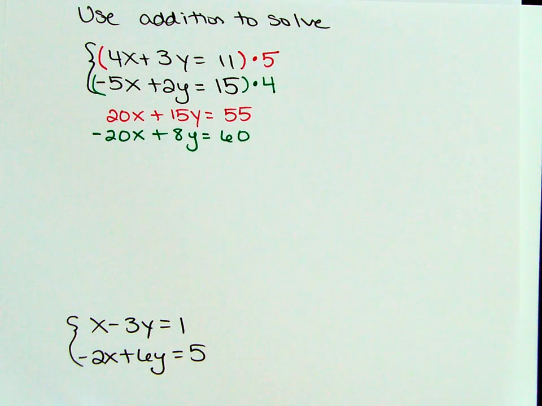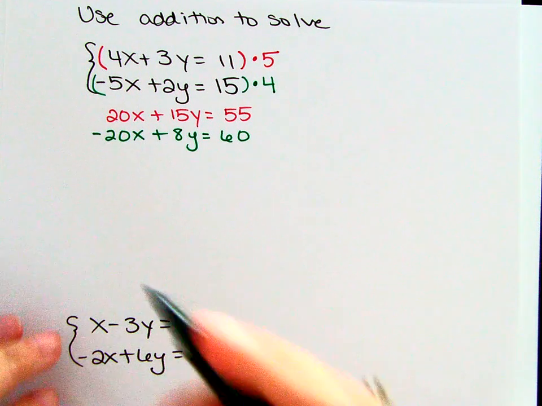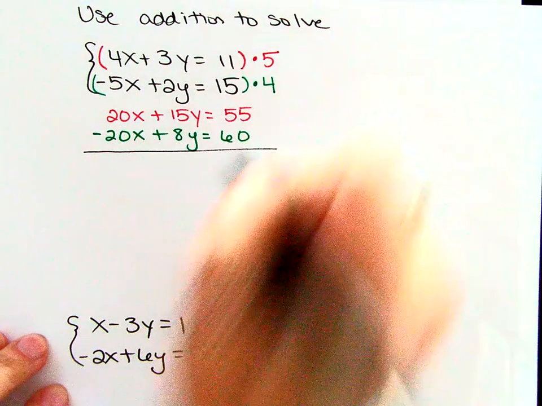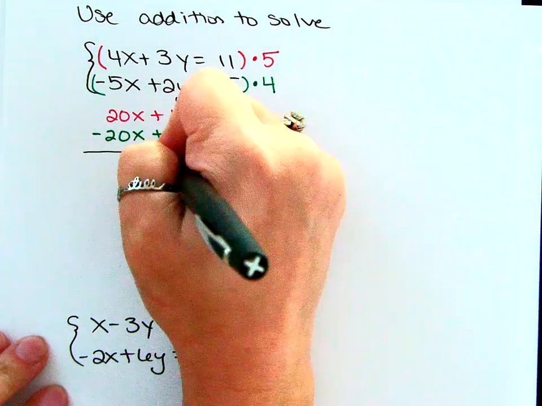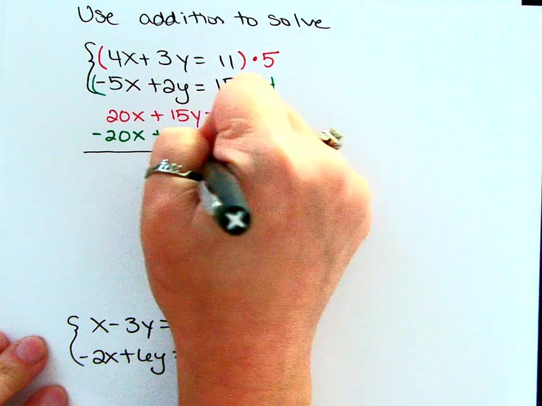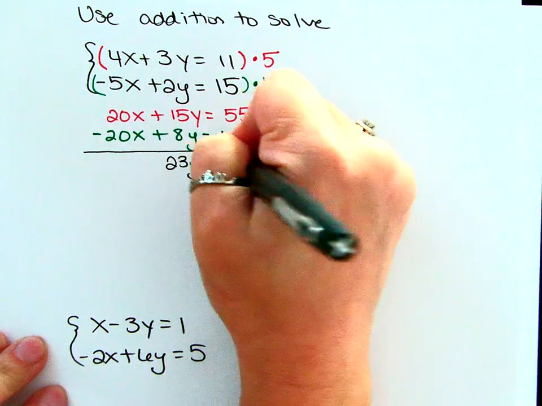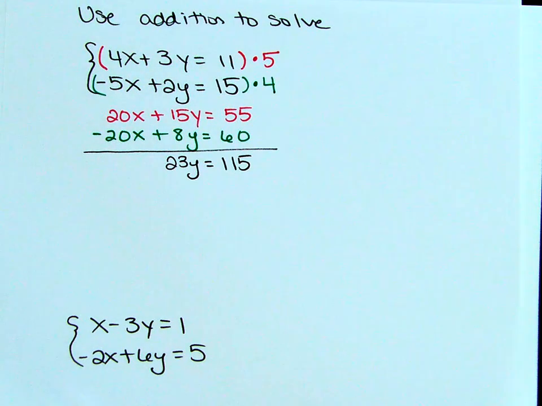And then I'm going to do my addition, because now when I add, my x's will go away. I get 15y and 8y is 23y. 115. I'm going to guess 5. Y is 5.